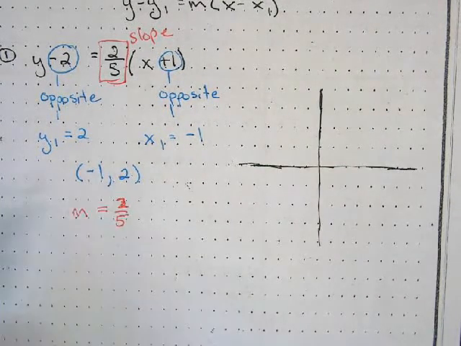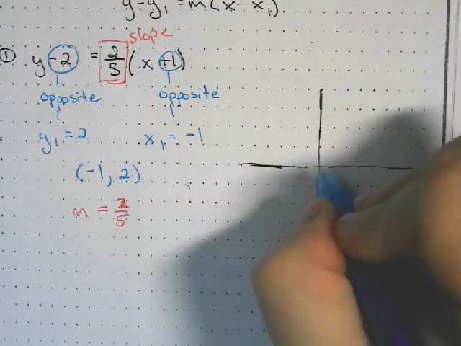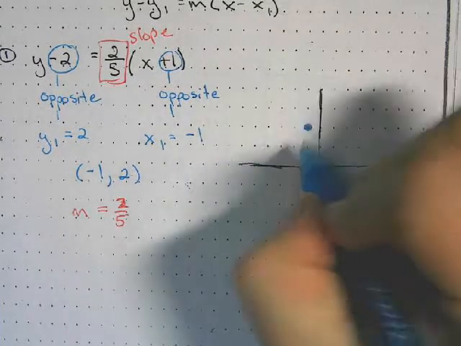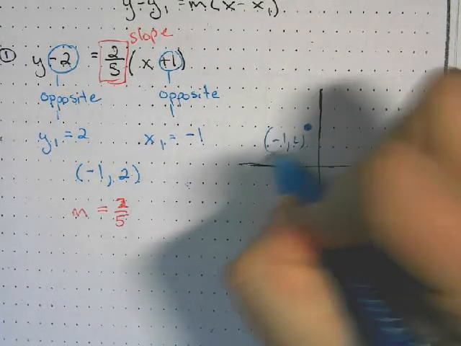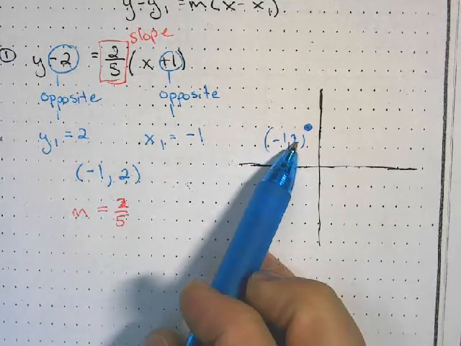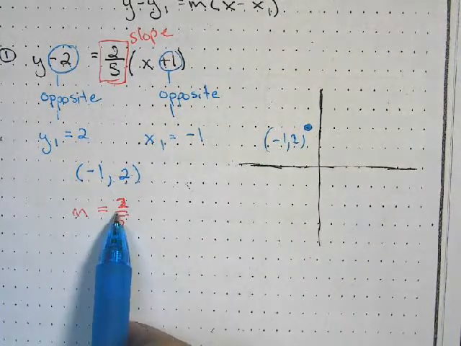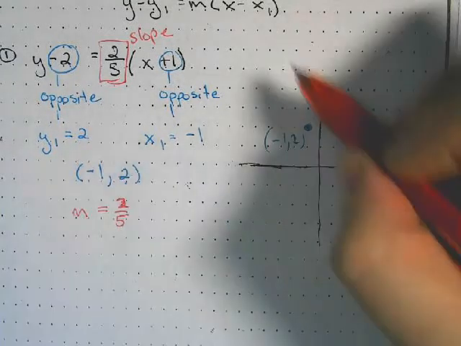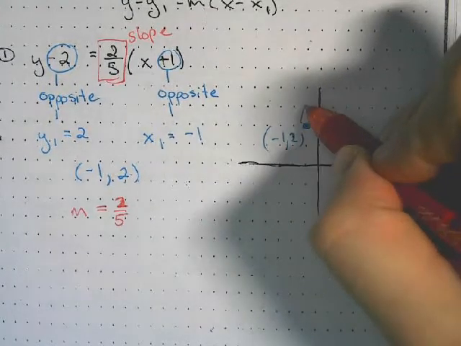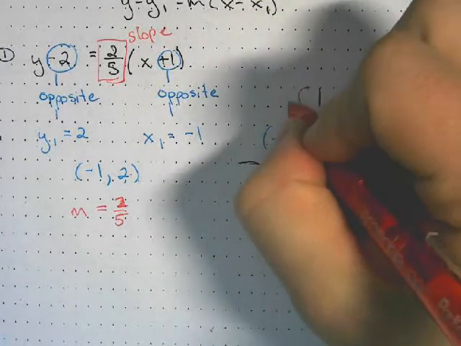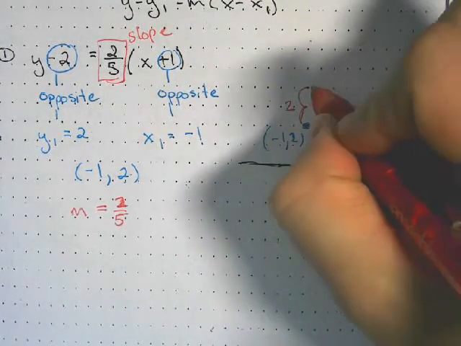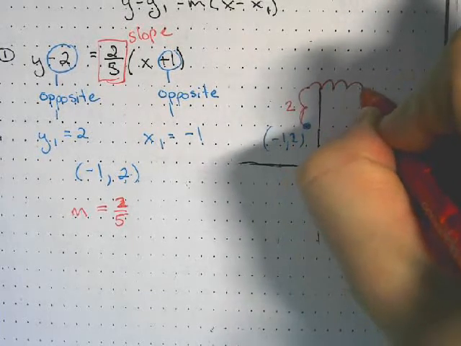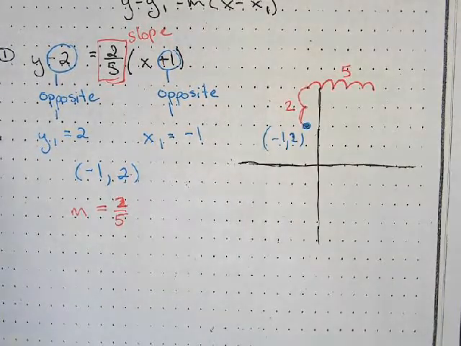So I'll start by plotting my point, -1, comma 2. So we'll go -1, up 2. So I'm just plotting that point first. Now we'll apply the slope to change in y over change in x. So I'll go up 2. Here's my change in y. And then my change in x is 5. So I'll go over 5. 1, 2, 3, 4, 5. And there's my second point.